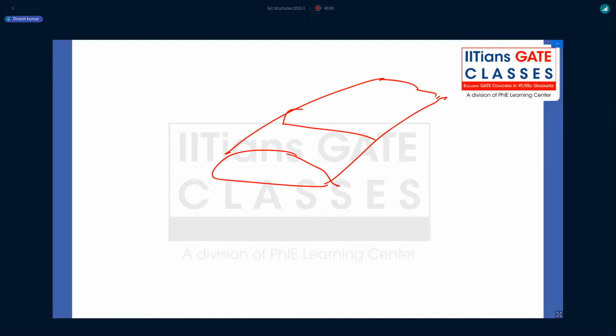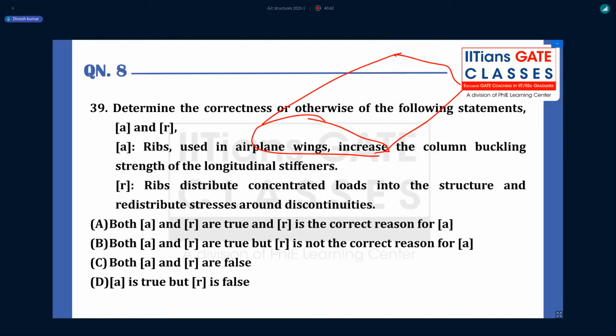One is, to maintain the cross section, ribs. Then we know spars, which will be running like this along the length of the beam, and ribs will be along the chord of the wing. Then stringers, which are small structures, and then this is the skin. Now guys, what they asked in this problem.